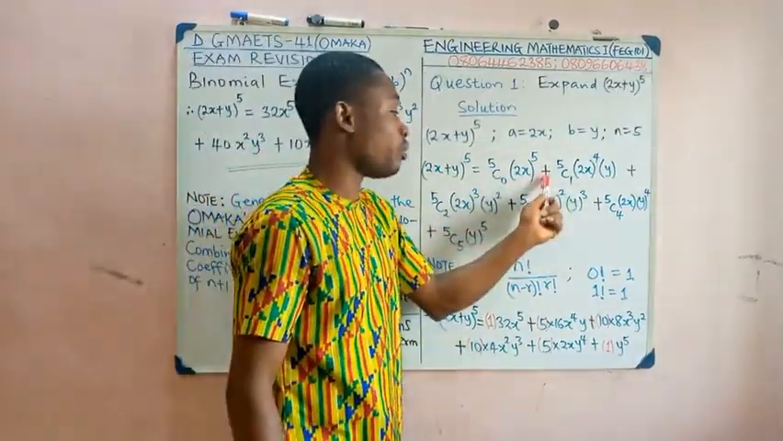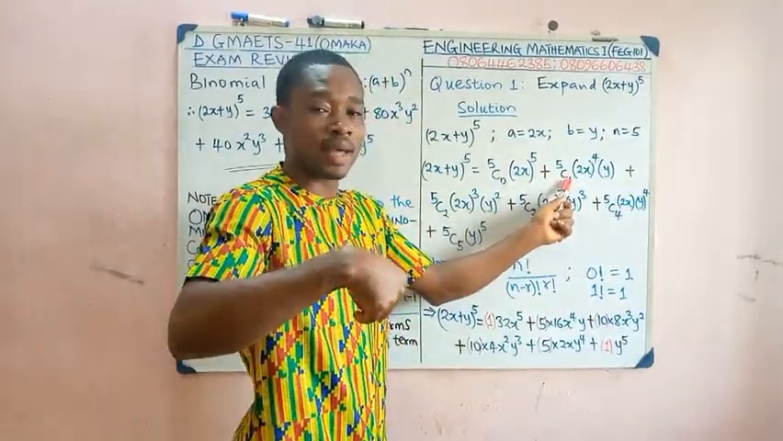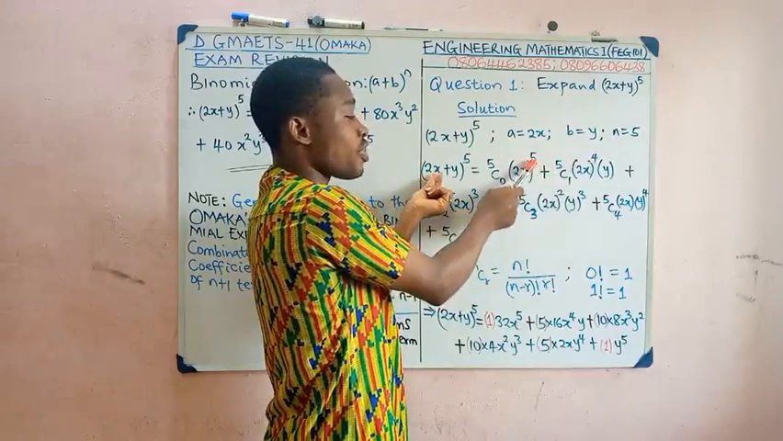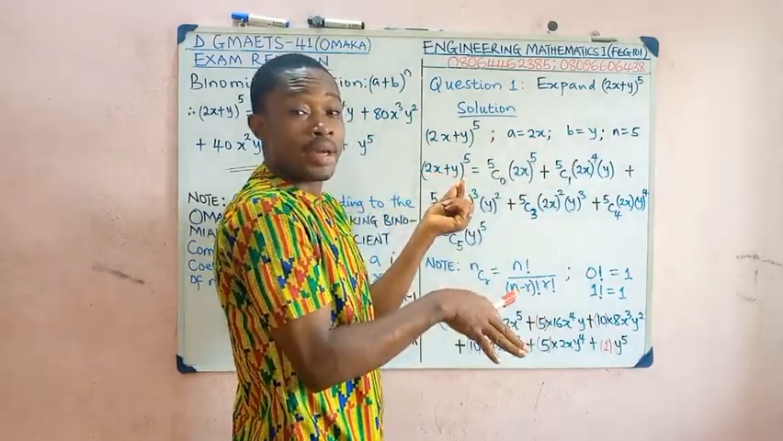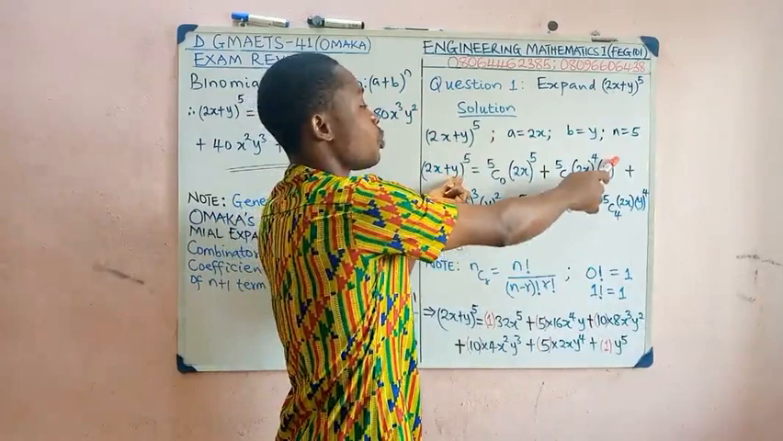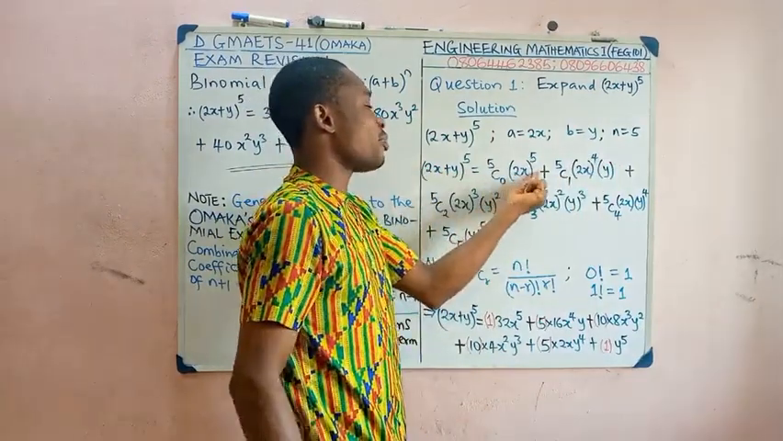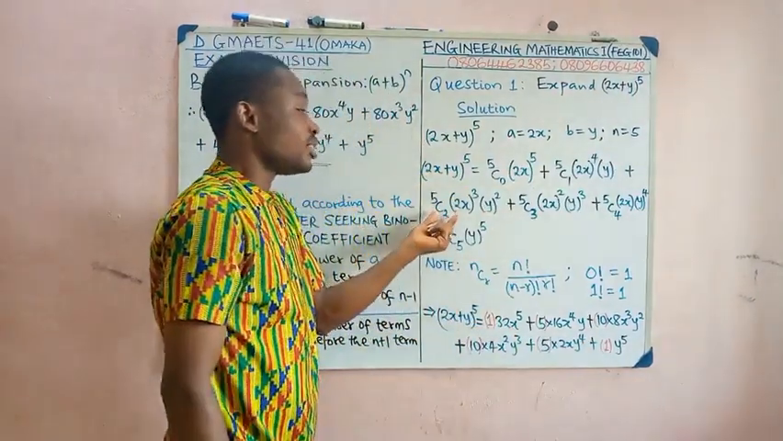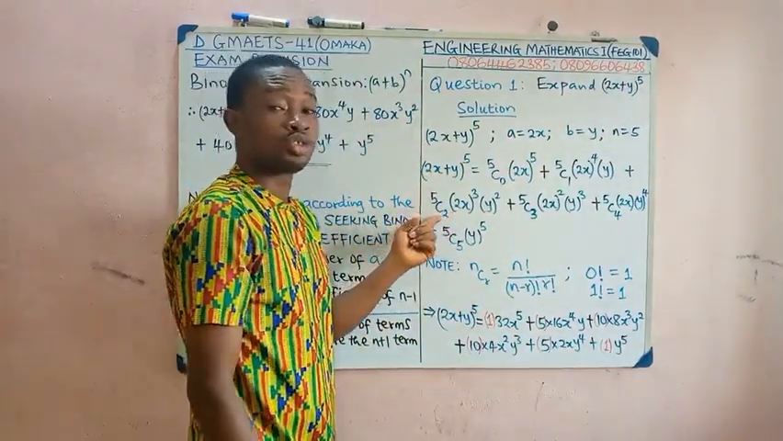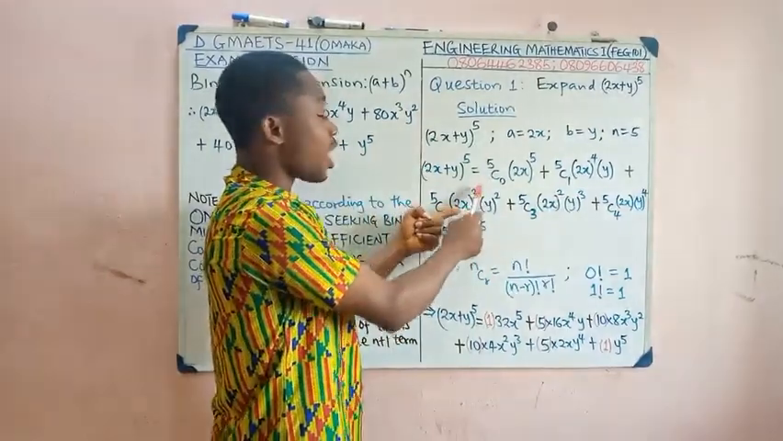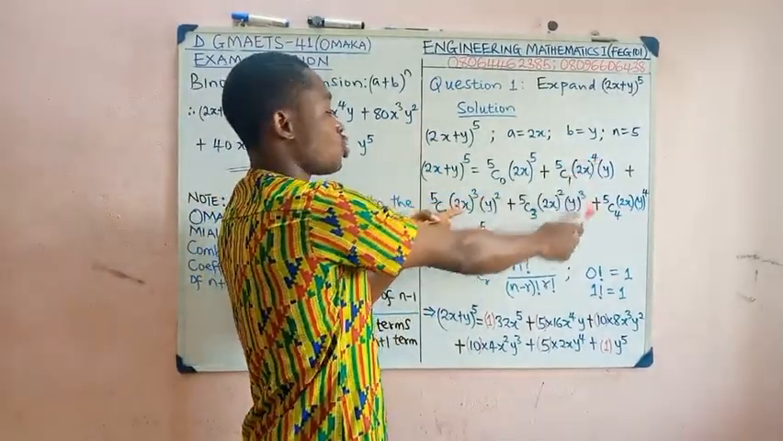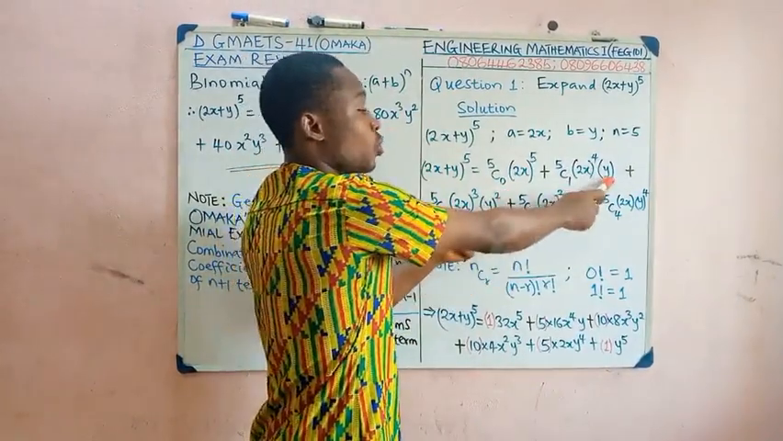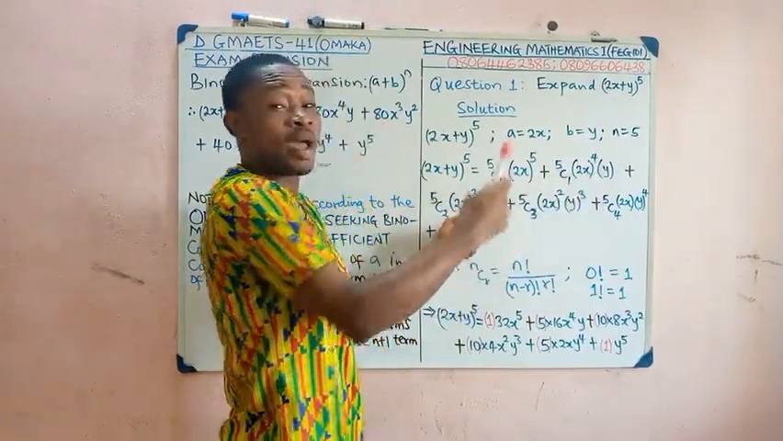1 times this term will still maintain this term for you. Move on to the second term: plus 5 combination 1 this time around, then 2x raised to power 4. You notice now that the power of the 2x decreased by 1. Then times y raised to power 1. Take note that here the power of y was 0. At this point, it increased to 1. Again, the third term will be 5 combination 2, then 2x raised to power 3. The power of 2x decreased again by 1. Then times y raised to power 2. Here, y was raised to power 1, and here it increased by 1.